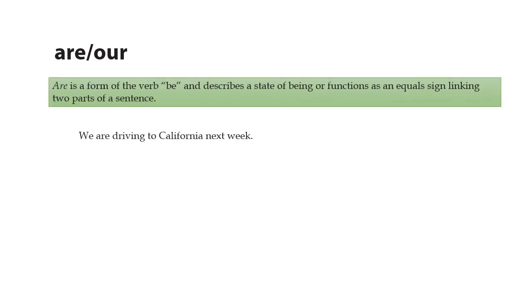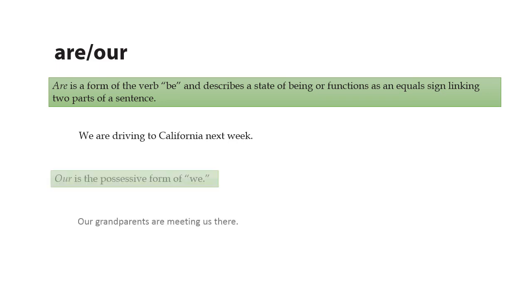Are and our. Pronounced correctly, these really shouldn't cause too much confusion. One is pronounced are and the other our. But in regular speech, we often do slur these words and they come out sounding the same, which can show up in our writing. But are is a form of the verb be and describes a state of being. It kind of functions like the equal sign, joining two parts of a sentence. We are driving to California next week. And of course, our is a possessive form of we. Our grandparents are meeting us there.